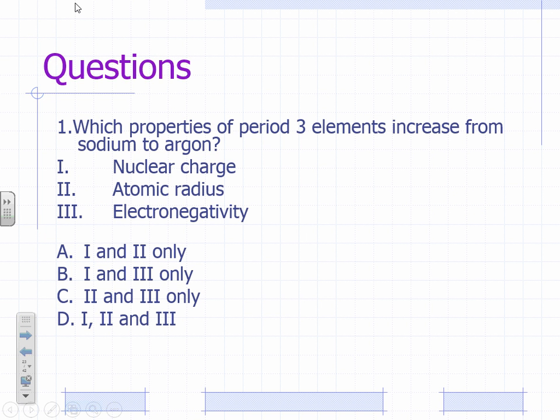Which properties of period 3 elements increase from sodium to argon? So as we go from sodium to argon, yes, the nuclear charge is increasing. The number of protons is increasing. The atomic radius, no, is decreasing. The electronegativity, yes, is increasing. It increases from left to right. So the correct answer is 1 and 3, B.